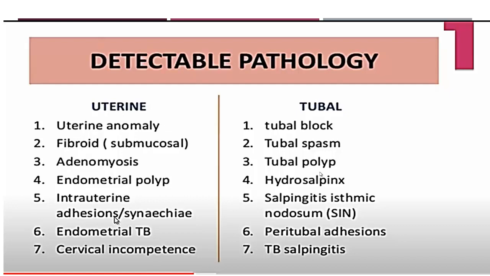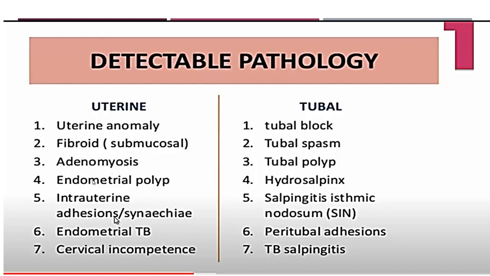Regarding the detectable pathology on hysterosalpingiography, either we can detect uterine pathology or tubal pathology. Uterine pathology, mainly detection of uterine anomaly, presence of intrauterine filling defect as fibroid. Fibroid may be submucosal, so it appears as an intrauterine defect.